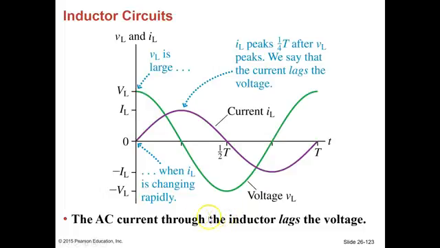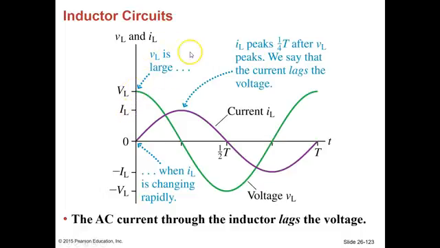Here is the picture or the graph that shows you what's happening. Remember we said that in an AC resistive circuit, the voltage and the current are in phase. We said that the current in a capacitive circuit will lead the voltage, and so for inductors, the AC current through the inductor lags the voltage. You'll notice that should happen.